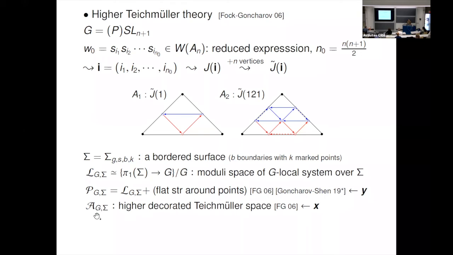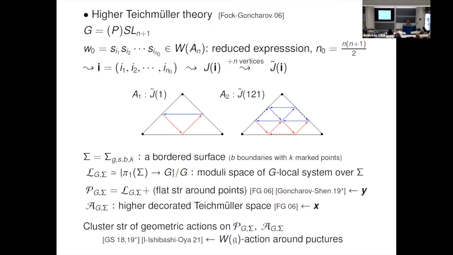And another space whose coordinate is given by X is called A space. And this is a higher decorated trihedral space. This is a generalization of what was introduced by Penner. So for geometers, we are interested in what kind of geometrical action on this space is described by cluster mutation, for example. This problem has been studied by several people, including my group. And actually, the Weyl group action I defined yesterday has a geometrical counterpart to relation between reduced expression, the cleaver.